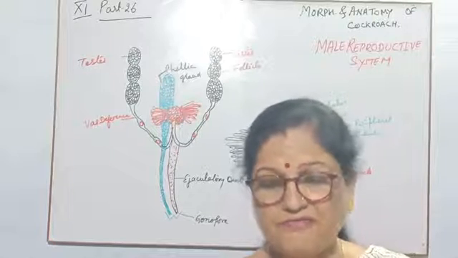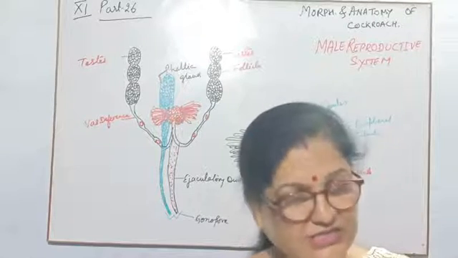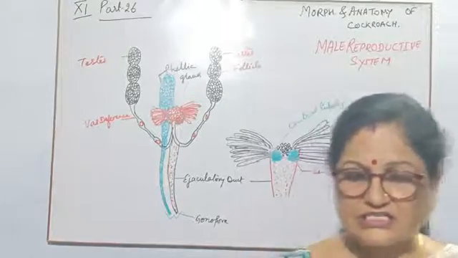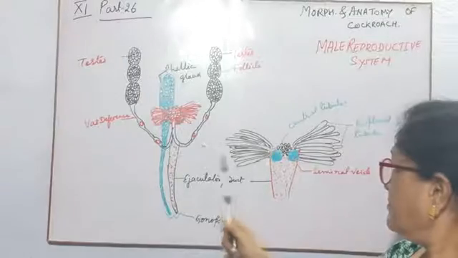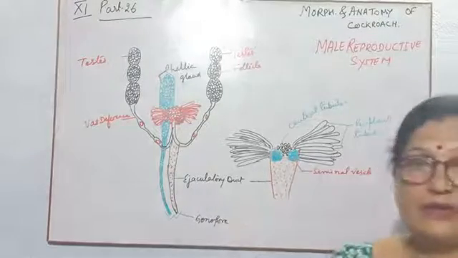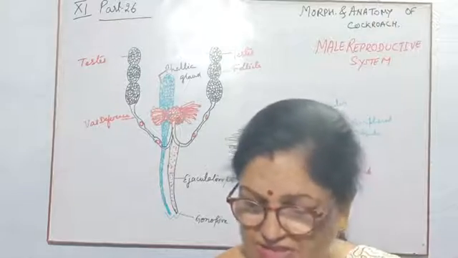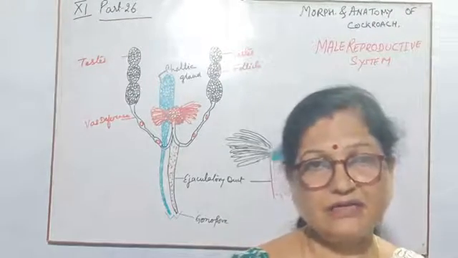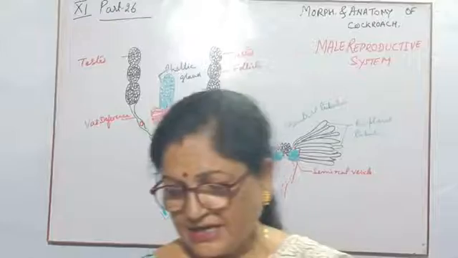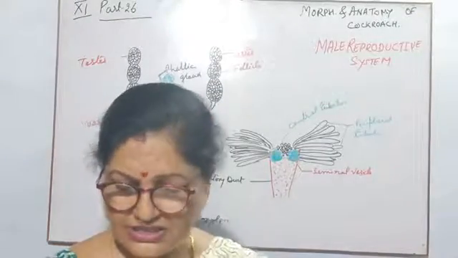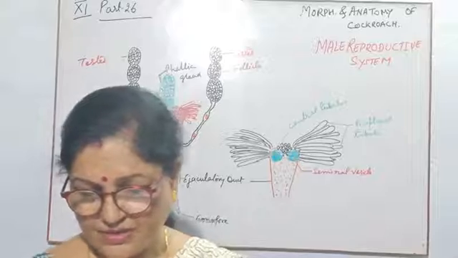The gland is long, flat and white in color. This phallic gland lies just beside the diverticula. Then what is the function of the phallic gland? See, the phallic gland also secretes some secretion.